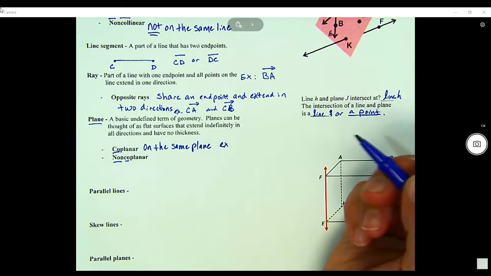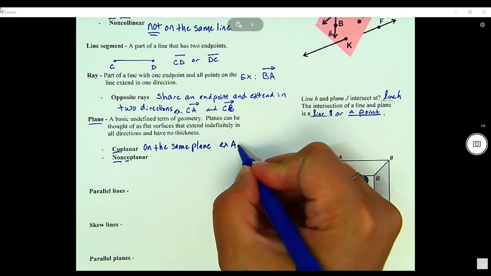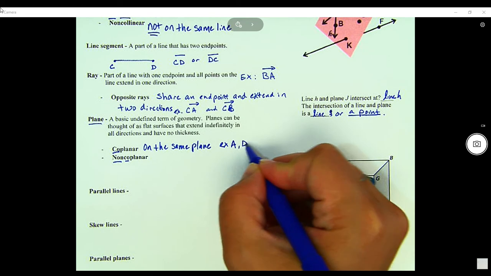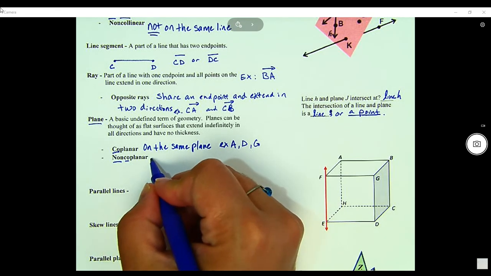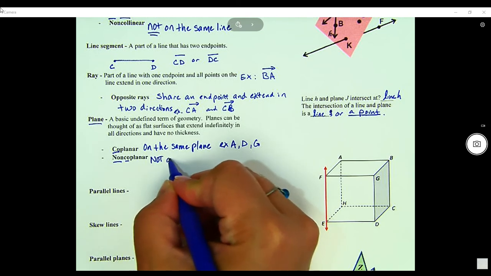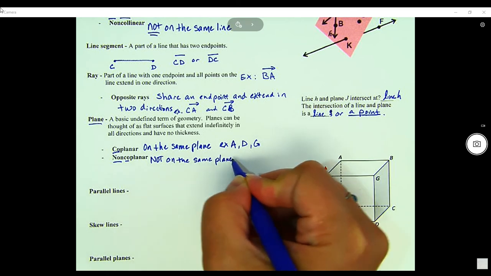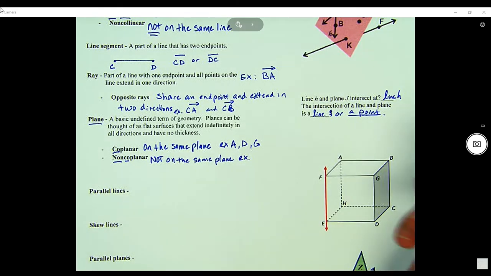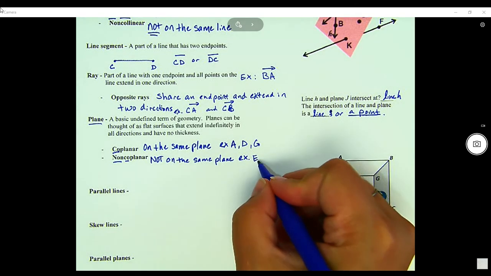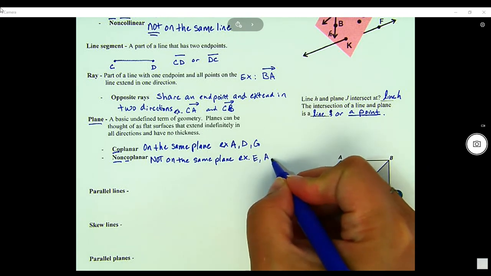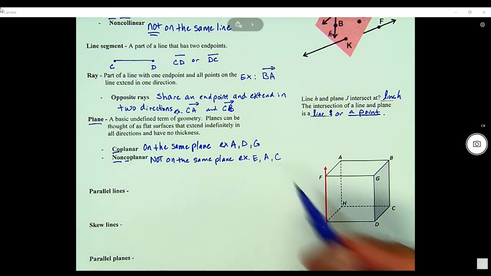So for example, on this plane, you would have A, D, and G are all coplanar points. And non-coplanar are not on the same plane. So for example, E is on a different plane than everything else, right? A and C. Now A and C are on the same plane, but E is not, so these are non-coplanar points.